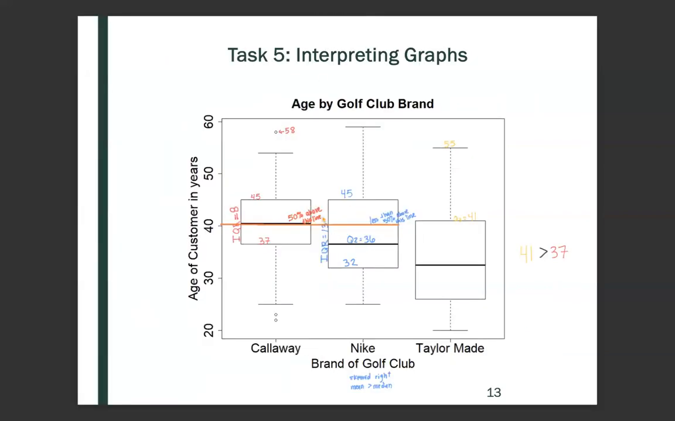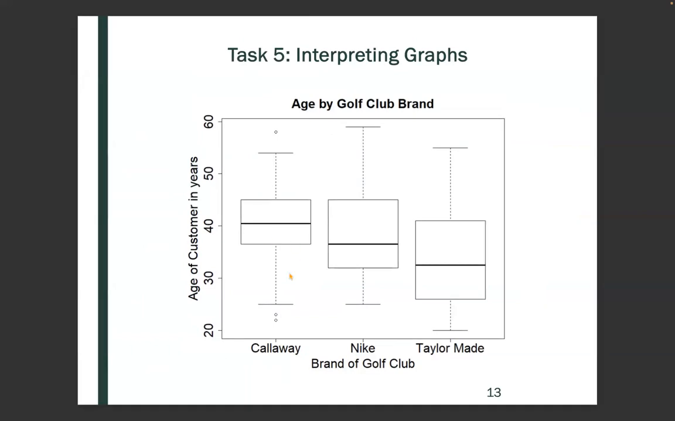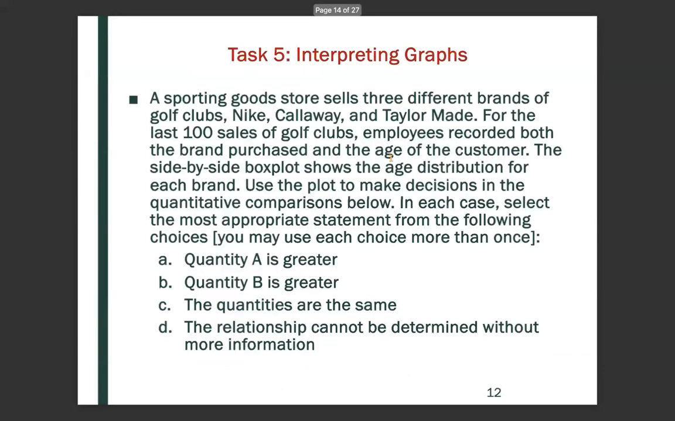Another way to look at it without necessarily calculating all the numbers is to look at which range is larger between these first two. This is convenient because the upper quartile is equivalent. They line up pretty nicely. Just by looking at Callaway versus Nike, Nike has a larger interquartile range if I look at the distance between this hinge and this lower hinge, versus this hinge and this lower hinge. Just by eyeballing it, I can see that Nike has a larger interquartile range. So the answer is B, quantity B is bigger.